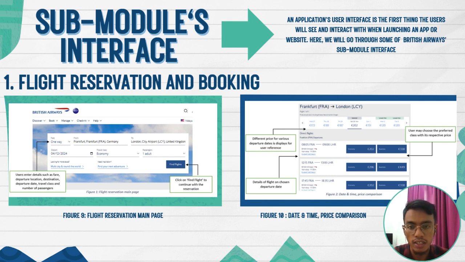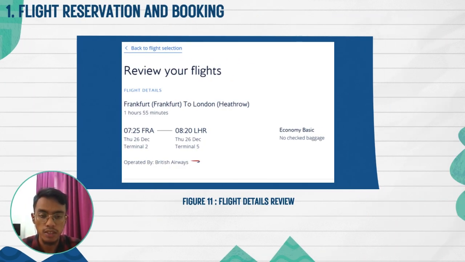First, let's take a look at the flight reservation and booking interface. The first thing the user will see when launching the British Airways website is the flight reservation main page. This is where the user will enter the details of the fare of the flight, the departure location, and the destination. Then, after entering the details, the user will be directed to the page where it displays the date, time, and the price comparison between the dates. Then, after finishing up the reservation details, the user will go through the flight details review where the details of the flight will be displayed here.